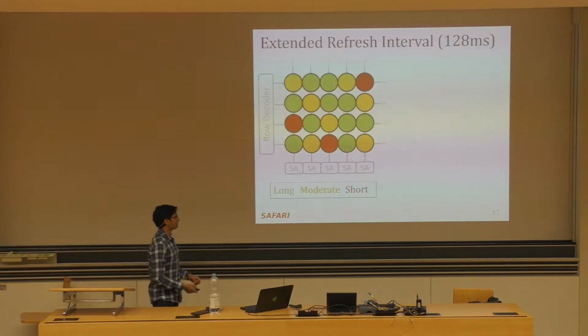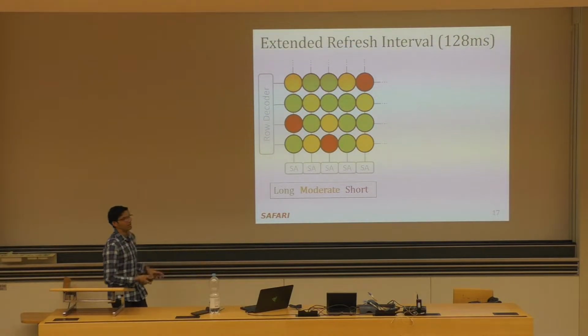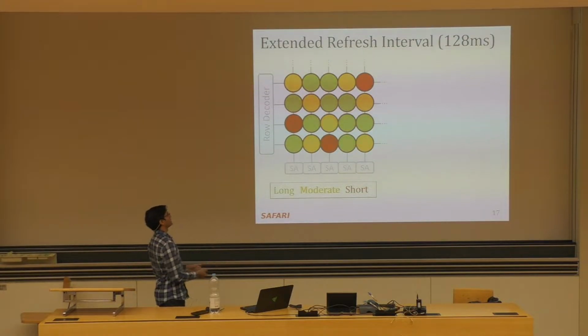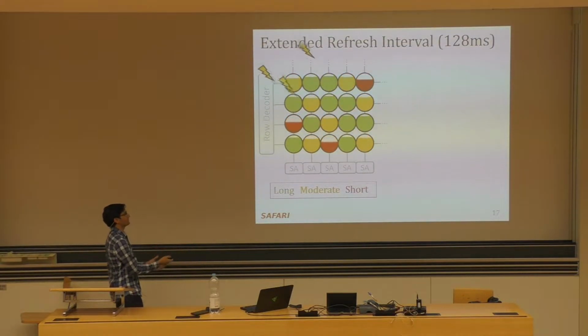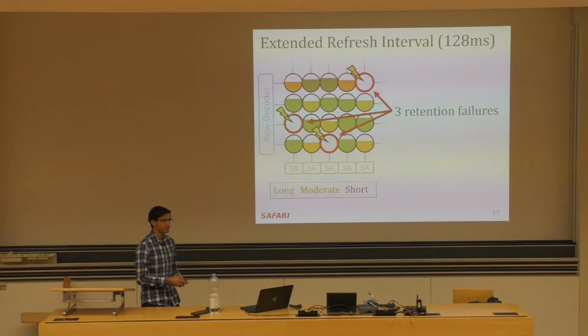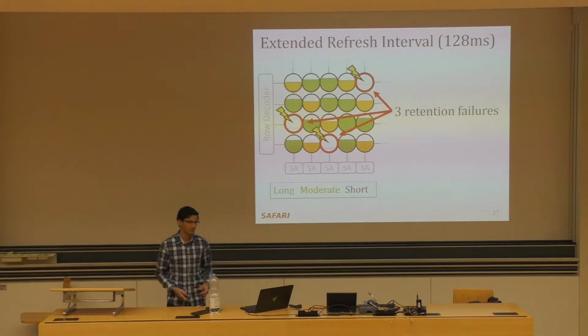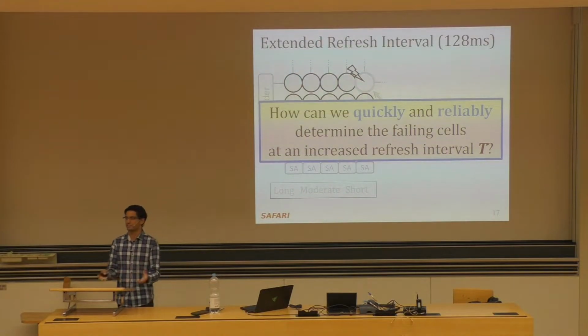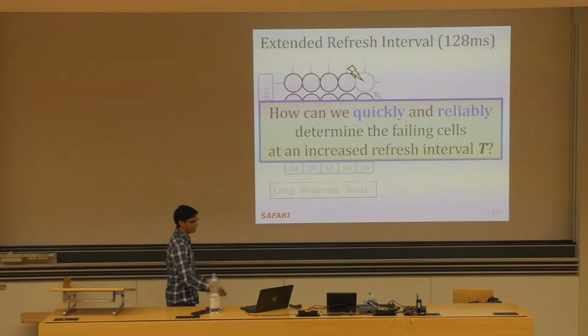Right? So if we put this back together into our original picture, but this time we extend the refresh interval to 128 milliseconds, which is double the default, right? We actually find that the cells which are shown in red with the short retention time degrade voltage so far that they experience retention failures, right? And so the problem that we want to solve in this work is how can we quickly and reliably determine the set of failing cells at any given increased refresh interval t, right? That would be the ideal problem.